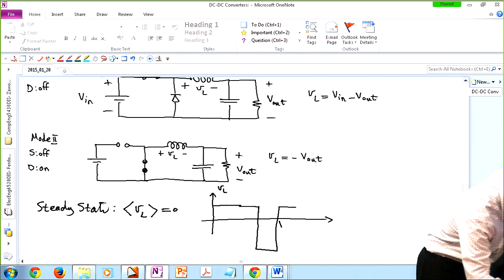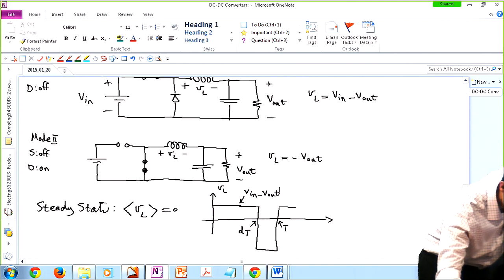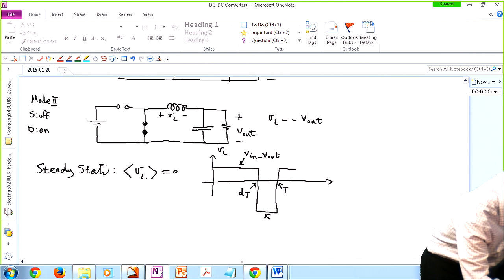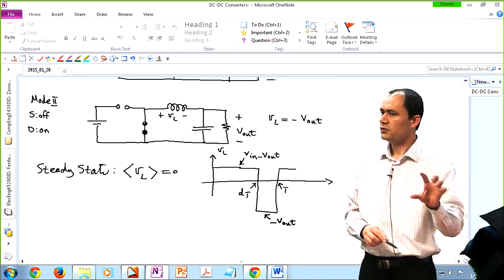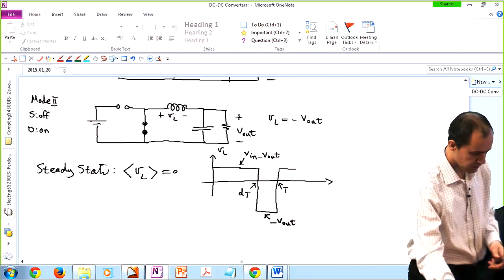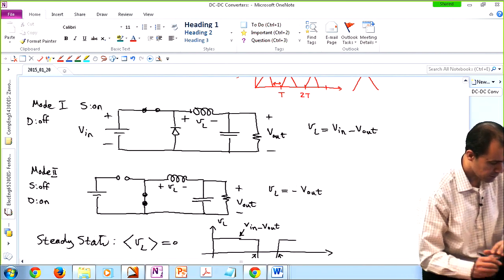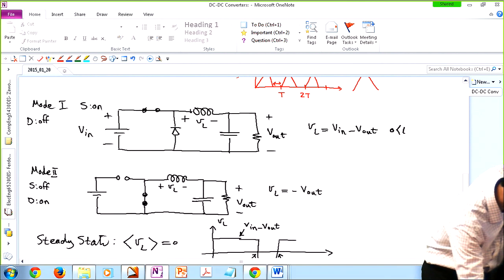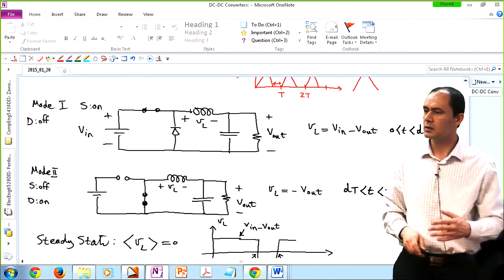For instance, something like this. This is T. This is duty cycle times period. This level is Vin minus V out. And this level is negative V out. All right. So either graphically, if you envision this, or you just write the equations, you say, okay, the average value of the signal is 0. And remember, this is happening between 0 and DT. And this is happening between duty cycle times period all the way to the end of the period.